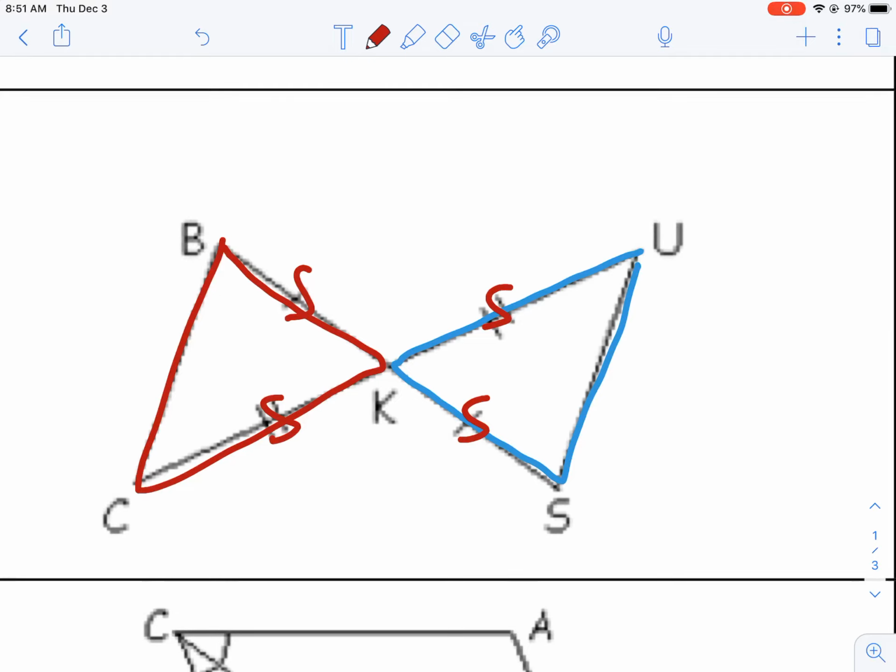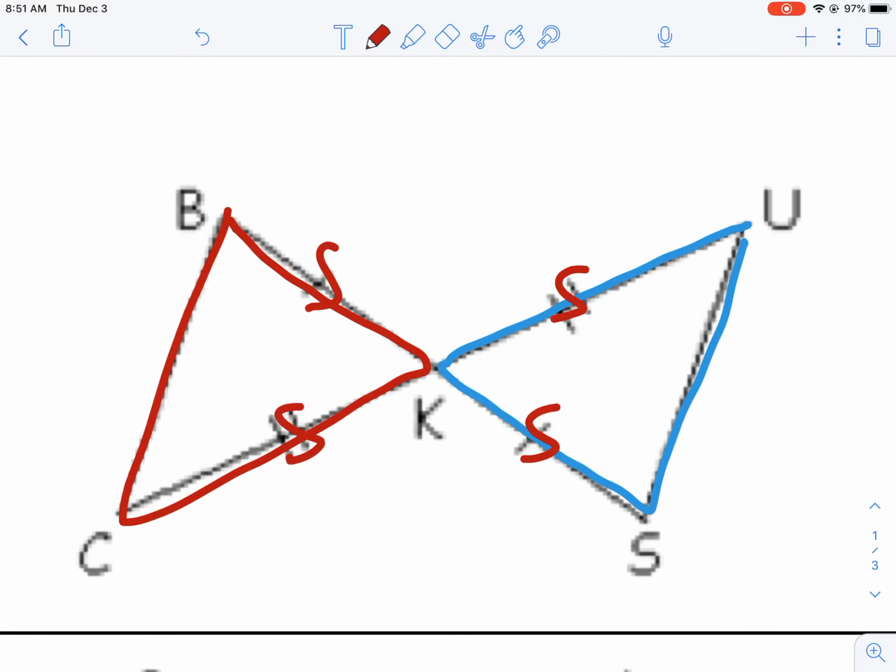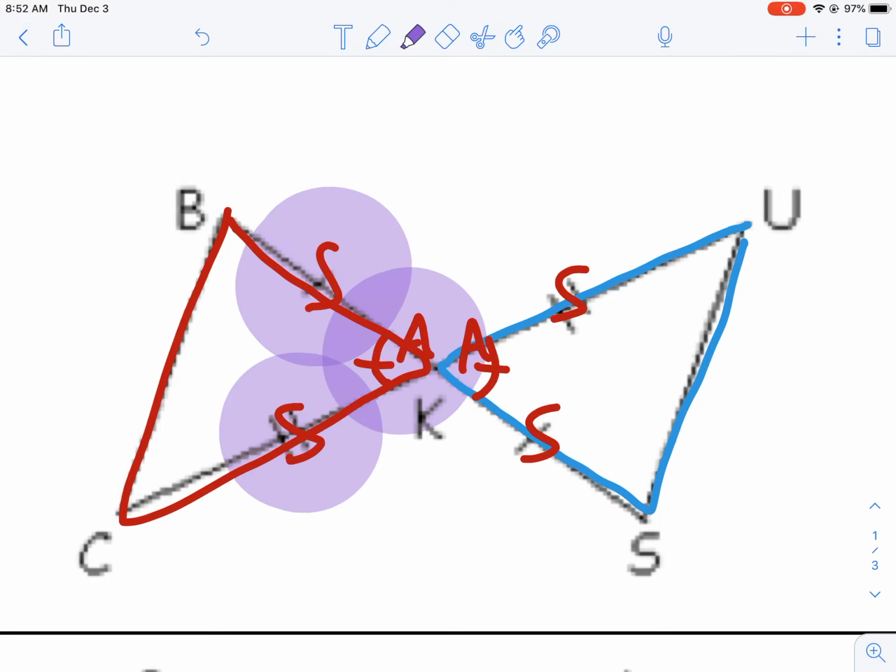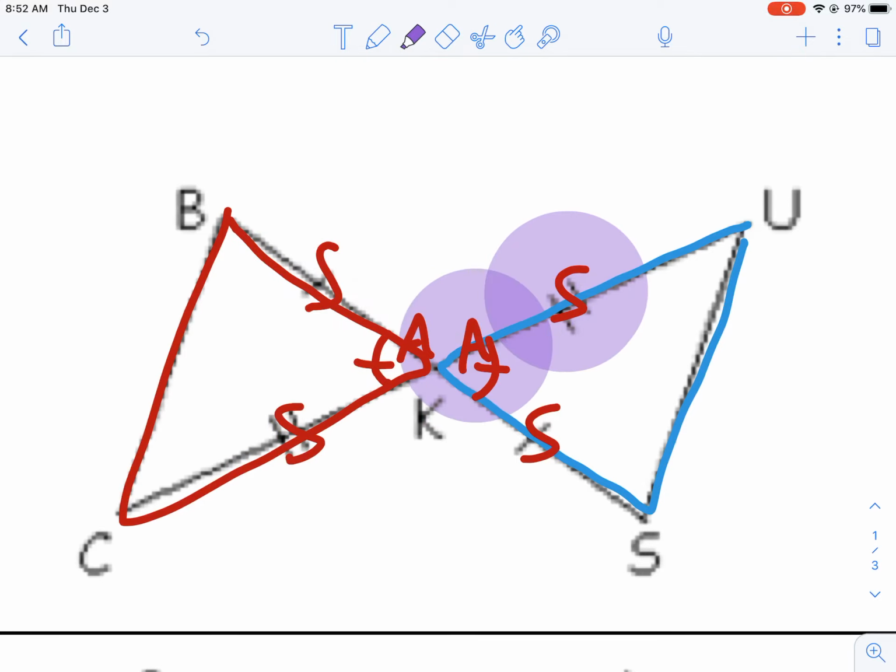Now, sometimes you have to look at this and draw stuff for yourself. I told you in the beginning of the year, one thing that you always need to recognize is vertical angles. Those 2 angles are actually the same, which means that we have angles here. So what do we have? We have side, angle, side, okay? And then you can look at the other one, side, angle, side.